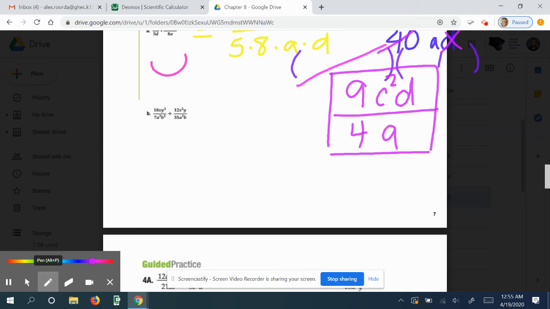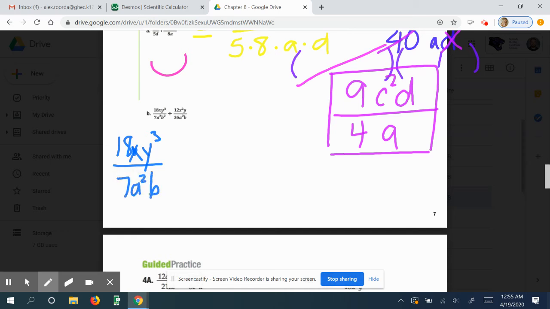Example B is a division problem. So the first thing we're going to do is rewrite it as a multiplication problem. So 18 x y to the third over 7a squared b squared times, and now we're going to multiply by the reciprocal. So it's going to be 35a squared over b and 12x squared y.